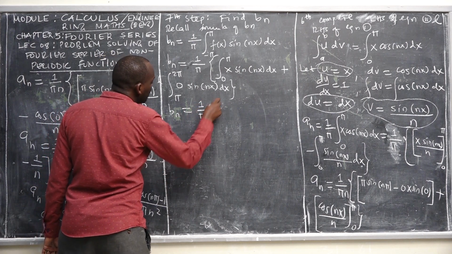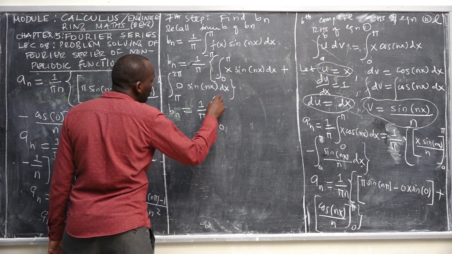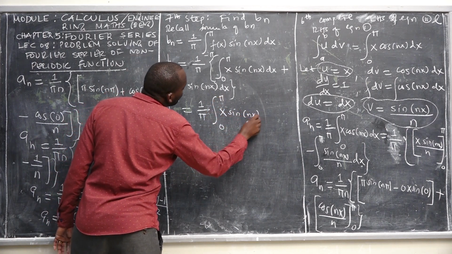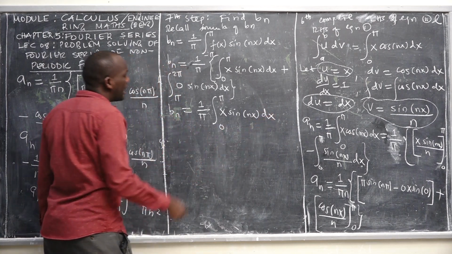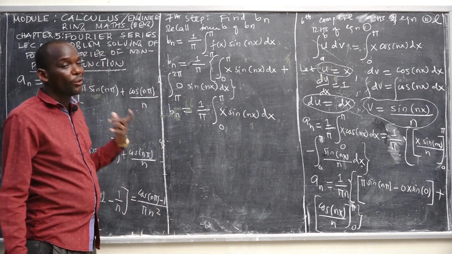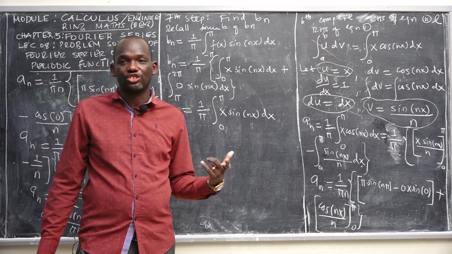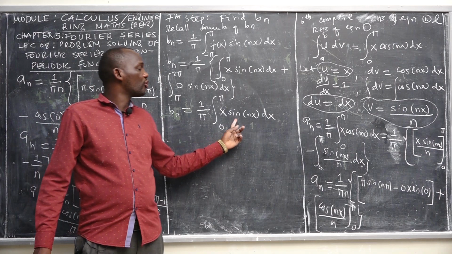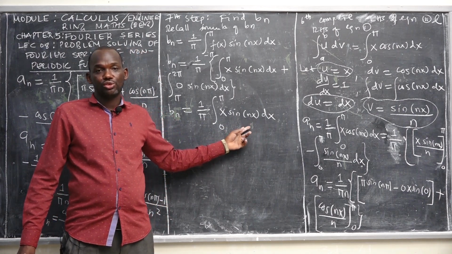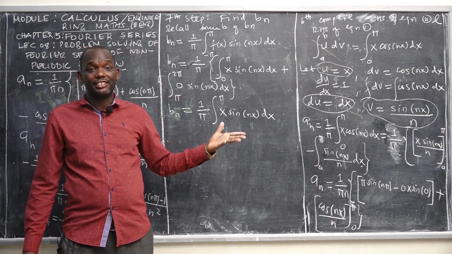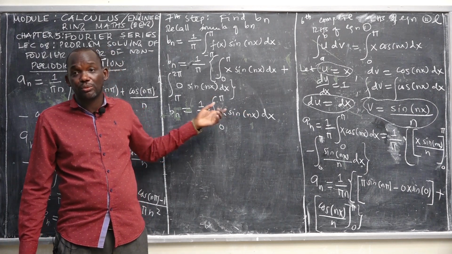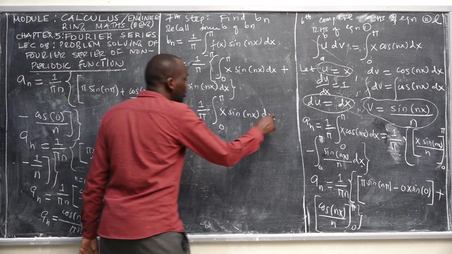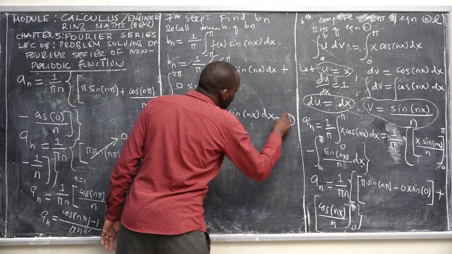So from there we have Bn is equal to 1 over pi, integral from 0 to pi of x sine of nx. Again, we have an integrand which is the product of two different functions. This is the first function, which is polynomial, and this is the trigonometric function. So we go for the next step: the 8th step, we have to integrate it by using integration by parts. So here it is equation 3.